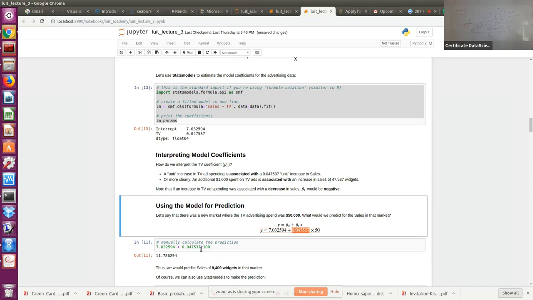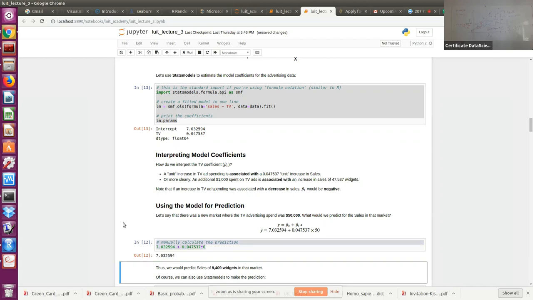Even if you say zero, no, I don't want to spend any money at all on TV, you can say 7. So now you see, as a manager, you can decide how much you want to invest in it. Because you see, for spending zero, you still got 7 million sales. And by spending 10,000, you got 7.5. So you can think if it makes sense to you.